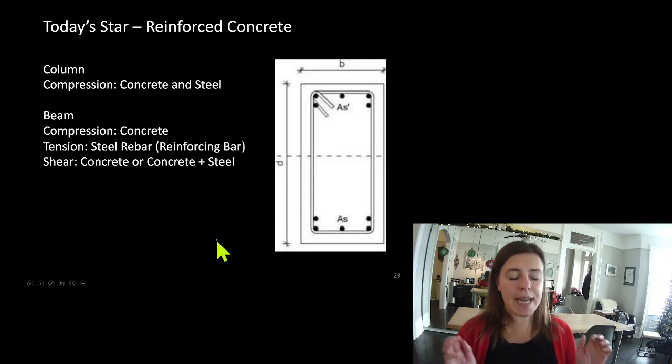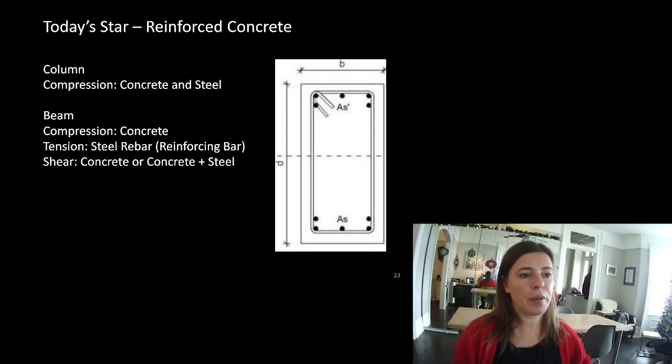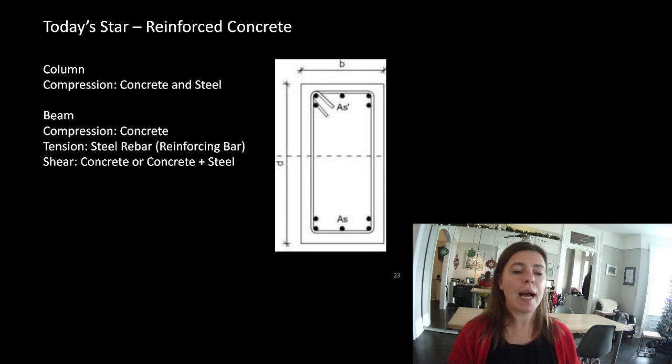Okay, today's star of composite action is our concrete reinforcing. Let's now talk a little bit about what happens for concrete elements in design. We're not going to do the design. I think that's way too much for you guys. We're just going to talk about how the whole process works.